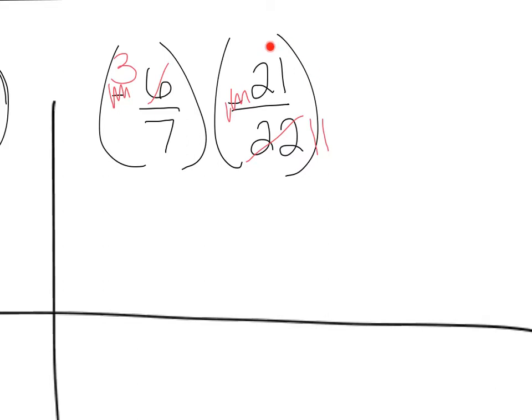I'm going to look on my other diagonal. I'm going to ask myself, do 7 and 21 have anything in common? And they do. They have a 7 in common. 7 divided by 7 gives me 1. 21 divided by 7 gives me 3.